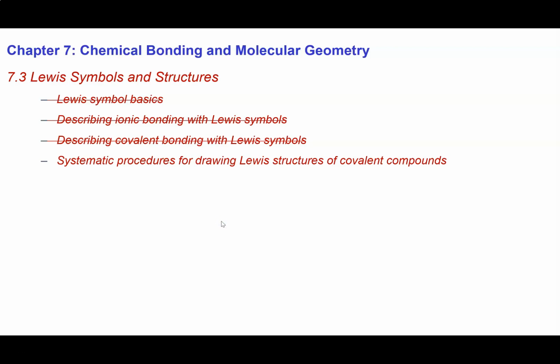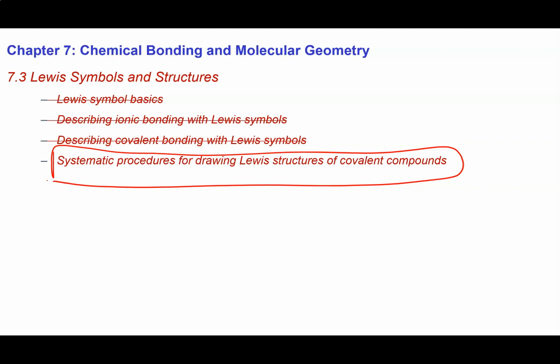In this video, we're going to conclude section 7.3, and what we're going to be doing is looking at very systematic procedures for drawing Lewis structures of covalent compounds. This is a really important skill to develop, and you're going to be doing lots and lots of Lewis structures in the upcoming sections. And being realistic, it isn't uncommon to have to do 10 or so of these Lewis structures in a test. So you really do want to make sure that you've got this procedure perfected.